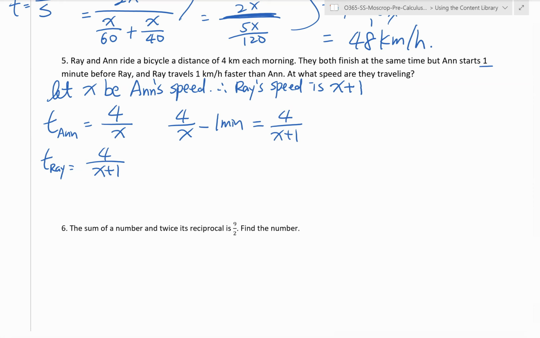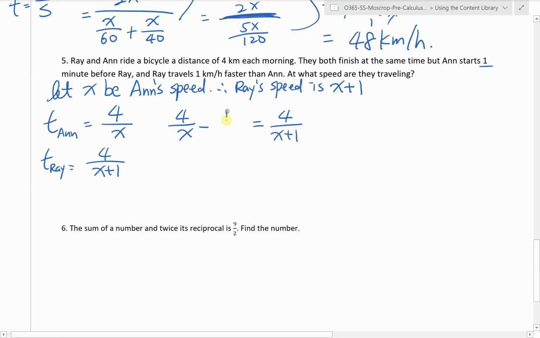Okay? Hopefully that makes sense to you. Now, there's a problem with this equation, okay? Our speed is in kilometers per hour. However, this is 1 minute. Okay, you can't solve a question with different units. So what I'm going to do right now is convert 1 minute into hours.